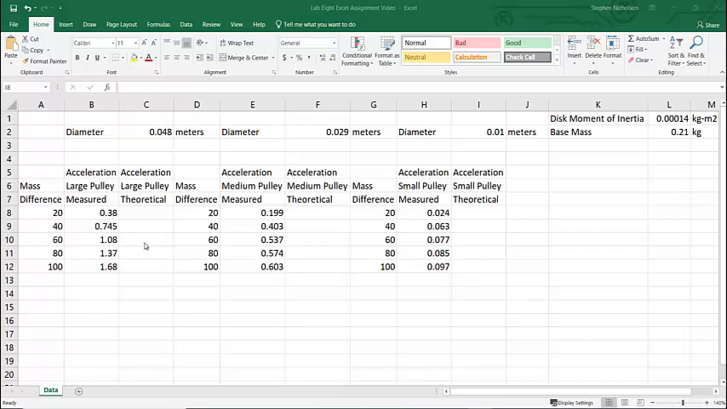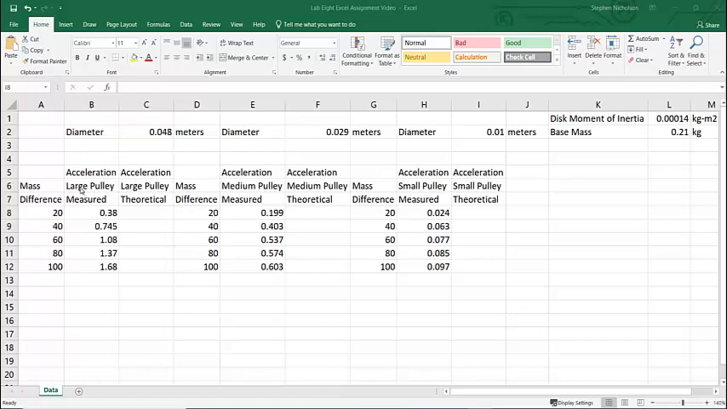Okay, so here are the instructions for lab number 8. You can pause this and fill out your spreadsheet. I'll explain what everything is. So we had the 5 different mass values. These are in grams: 20, 40, 60, 80, 100.